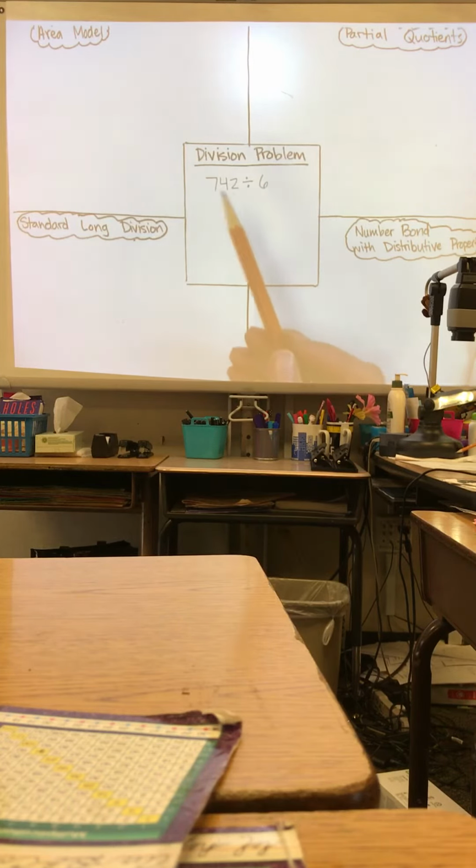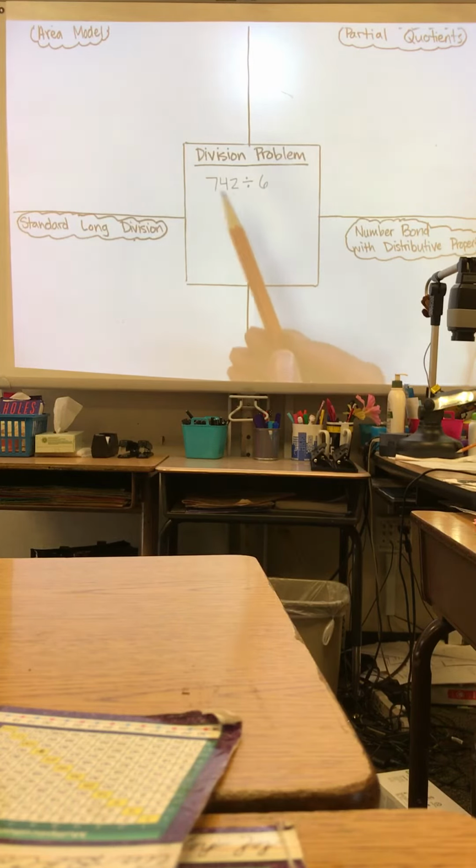So I'm going to draw a rectangle. I'm going to label the inside of my rectangle 742 because that is my area, that is my dividend. I'm going to label the outside 6 because that is my divisor, and it's also my width if we're looking at a rectangle. I'm going to ask myself, does 6 have anything in common with 742? The answer is no, it doesn't. So I'm going to need to decompose the number 742.